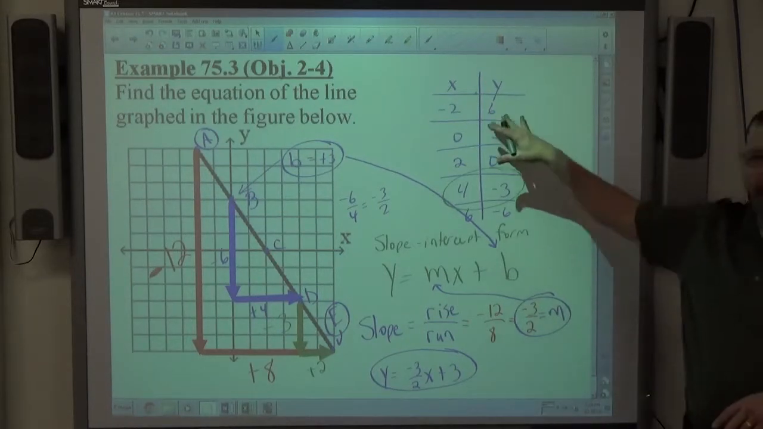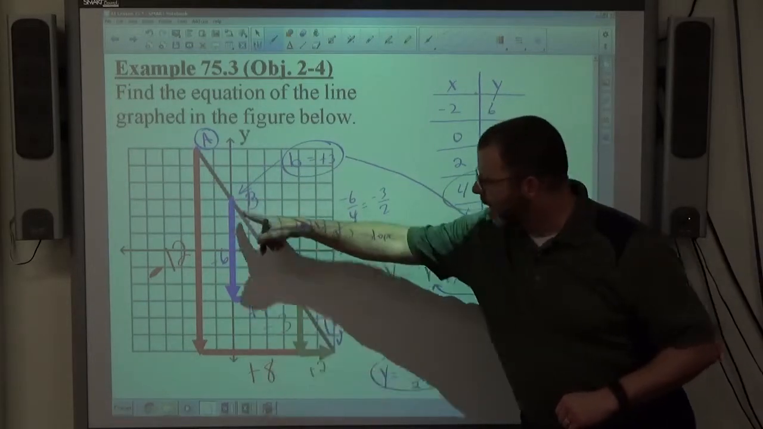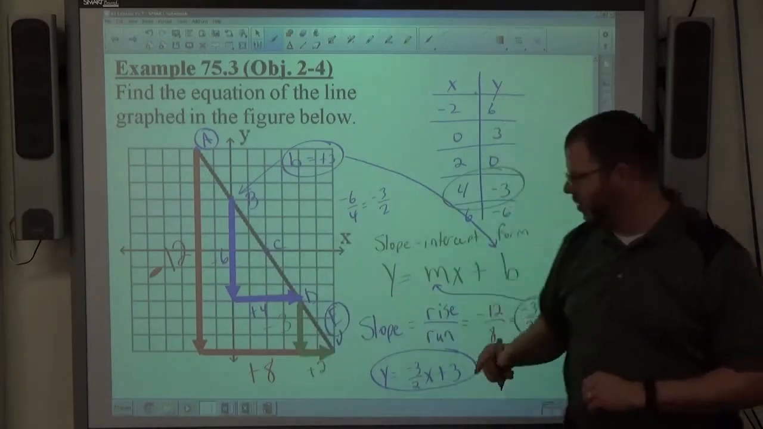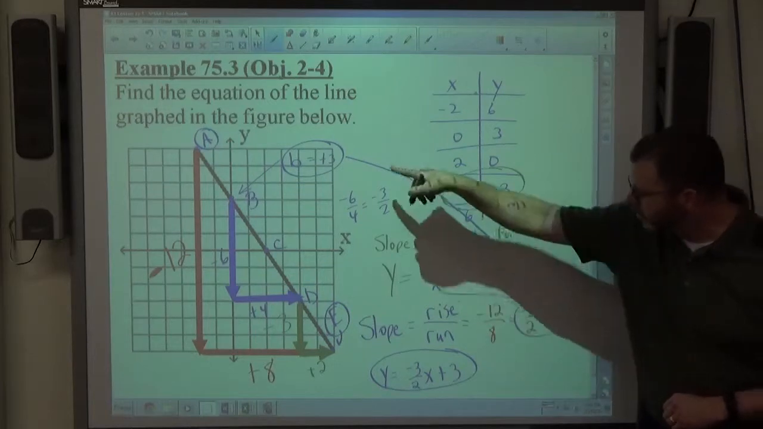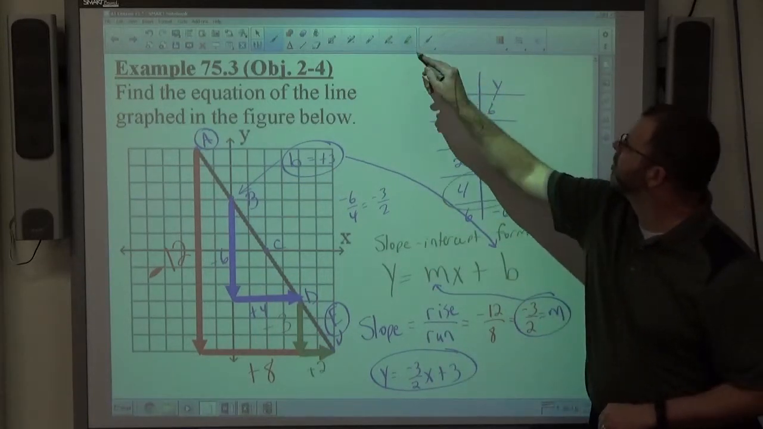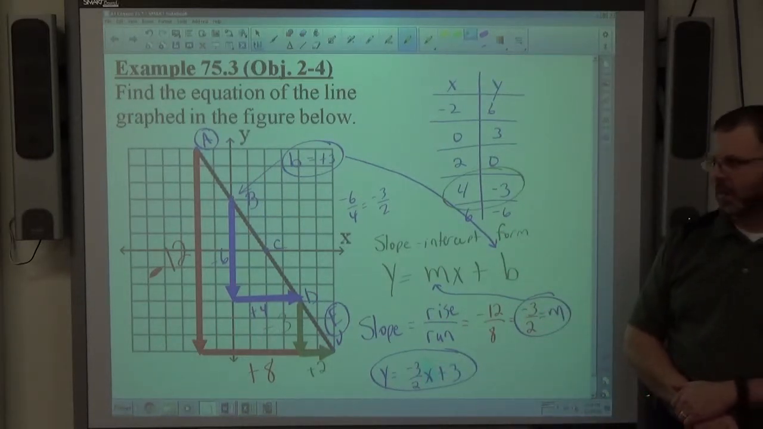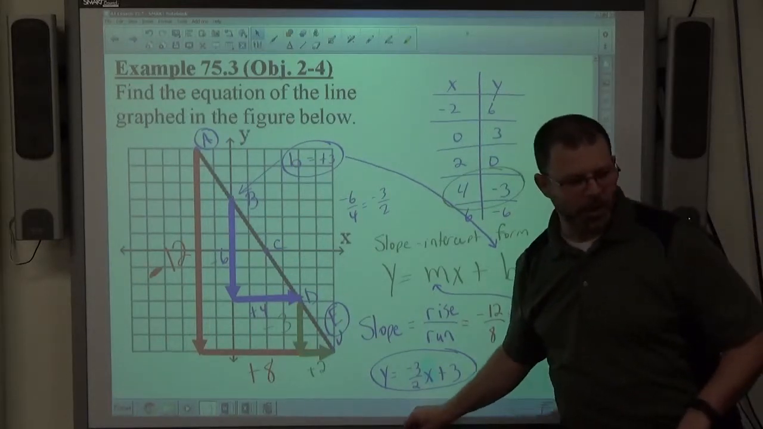But again, I don't have to make that chart to be able to make the equation. I use my eyes to find the y-intercept. I pick 2 points to find the slope. The equation wants to know the slope and the y-intercept. I write the answer. Most common mistake people make, a lot of people don't want to write that x there. They write y equals negative 3/2 plus 3, which is wrong. So don't forget your x when you write the equation below.